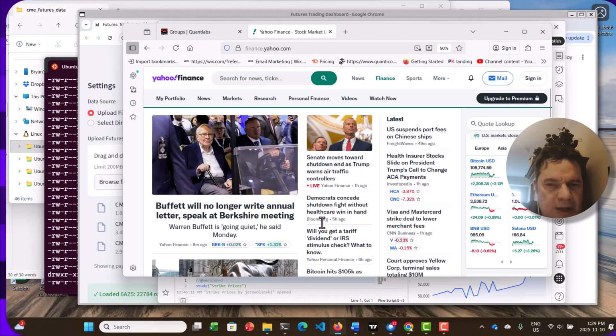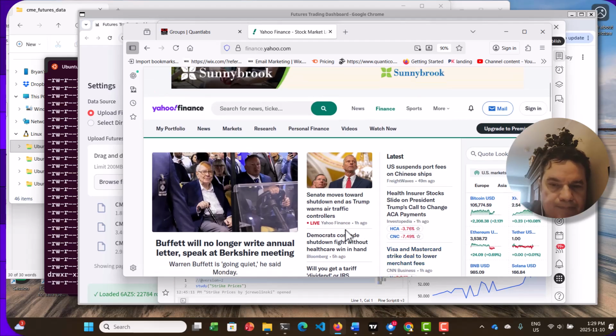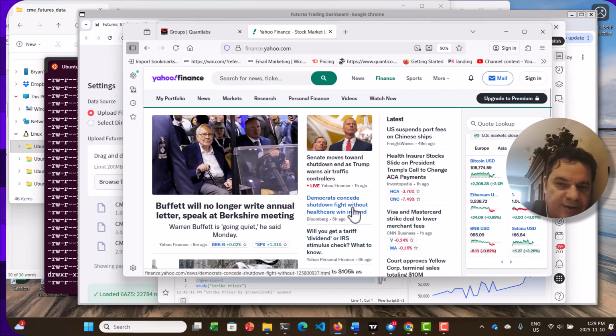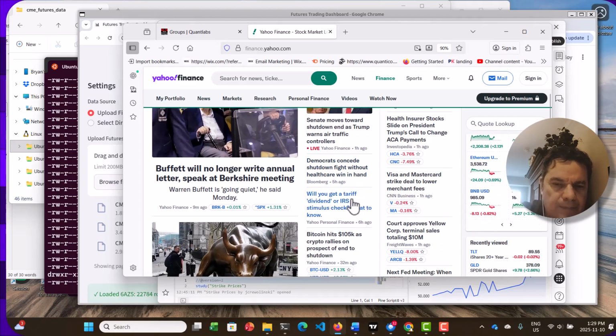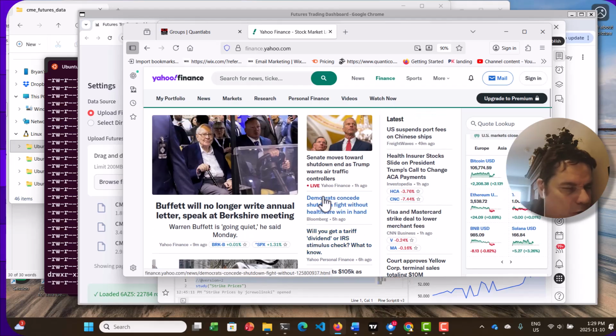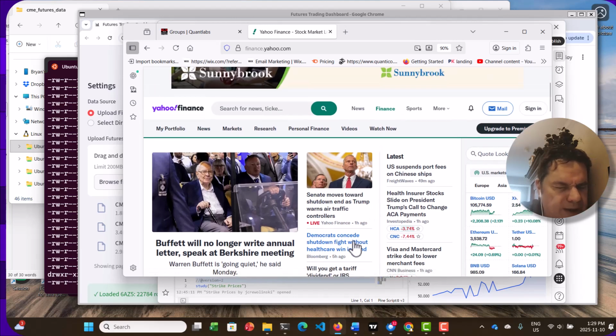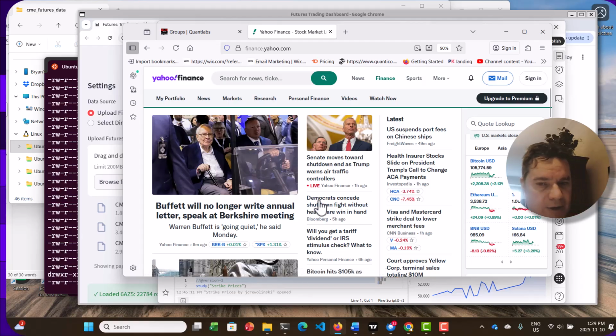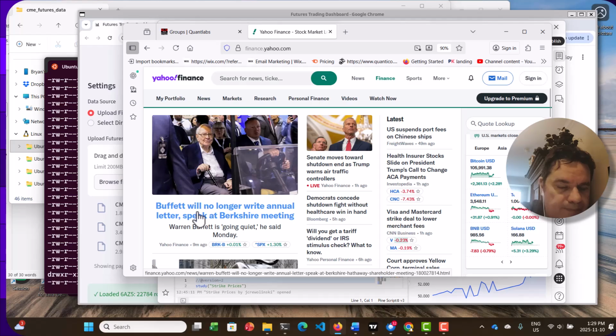Now, there's a couple things that we need to take a look at here. You can see here, this is the big headline. Democrats could see shutdown fight with healthcare win in hand. So they've allowed the US government to advance to eventually open up the government in, I don't know, coming days, coming weeks. I don't know. But you can see the markets have responded.